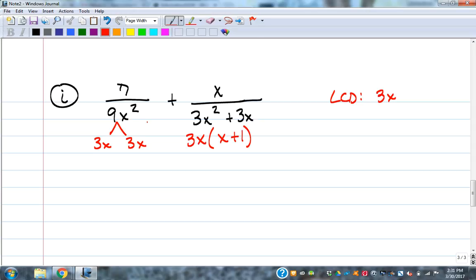So the shared piece is this 3x. This one has another 3x. So our common denominator's got to have a second 3x. And then the piece that this one doesn't even have at all, the x plus 1. Okay. So our common denominator is really 9x squared times x plus 1. That's really what that is. Because if you multiply those two together, that makes it look a little simpler when you put it together like that, right? Okay.